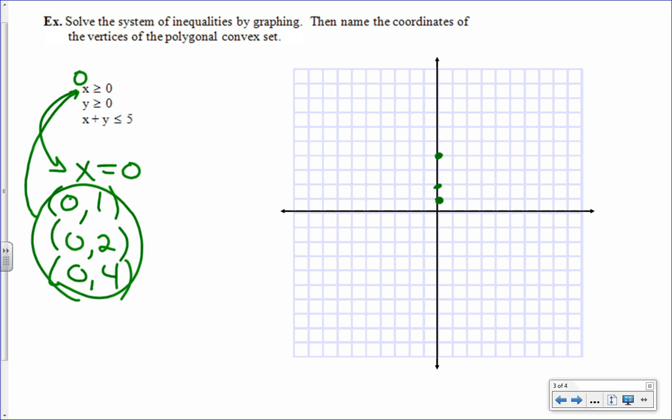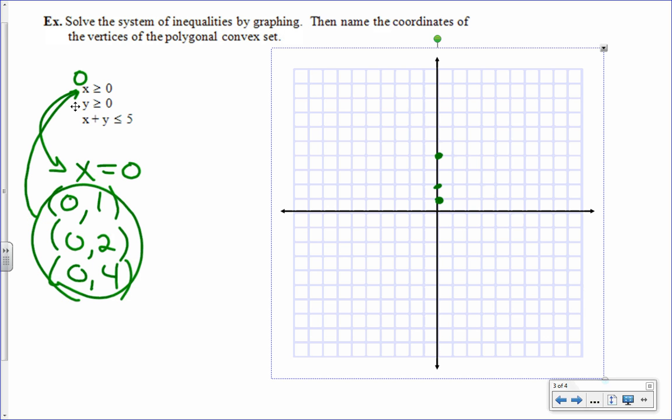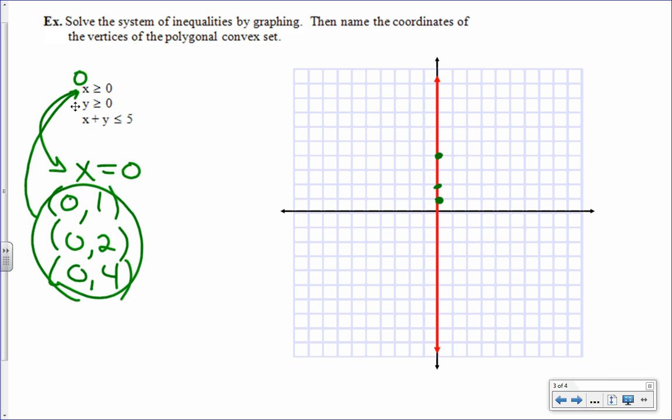There's no y to put 1 in for, is there? So you don't put it in. Is 0 greater than or equal to 0? It is. Well, now what do you do then? That line actually also represents possible solutions. You make the line solid. Okay, so that's that line.